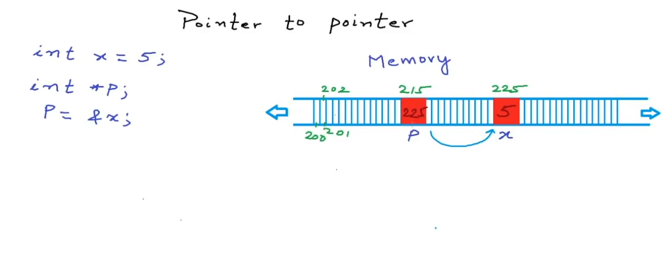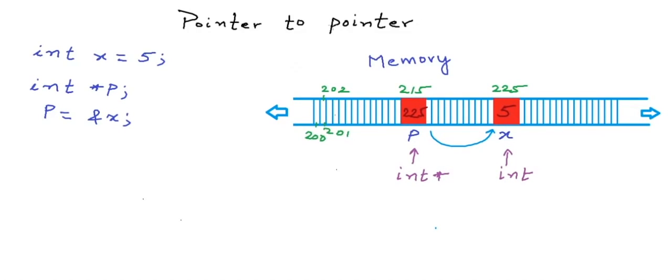Now one important thing here: we are able to store the address of x in p because p is of type pointer to integer. If p was of type pointer to character or pointer to some other type, the statement p equal ampersand x would not have been valid. So if I write down the types of these two variables, x is an integer and p is pointer to integer, or I can also say that p is int star or int asterisk.